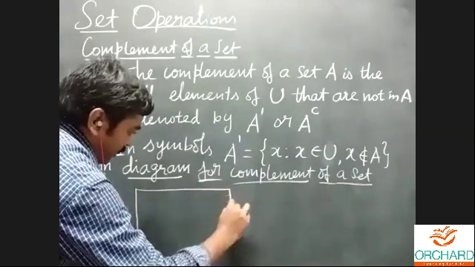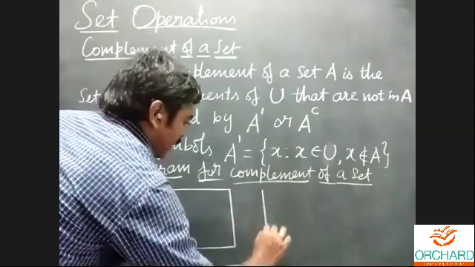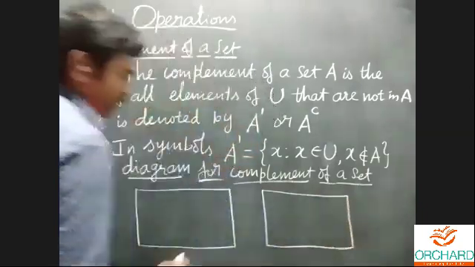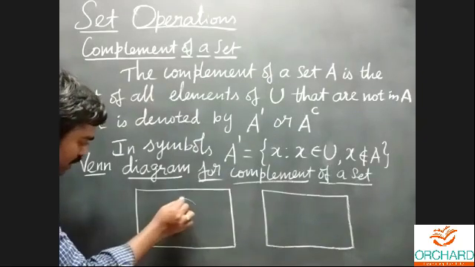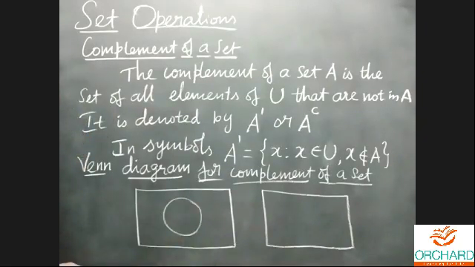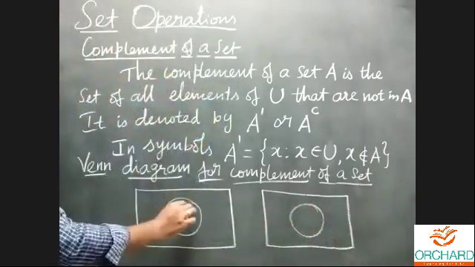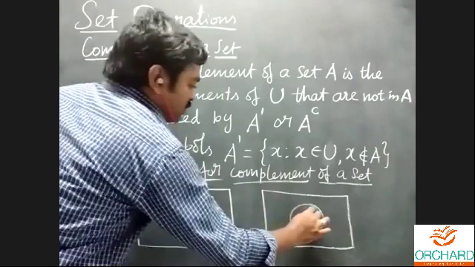First, draw two rectangle boxes. Inside each rectangle box, we'll draw one circle. This is set A, and this is also set A.